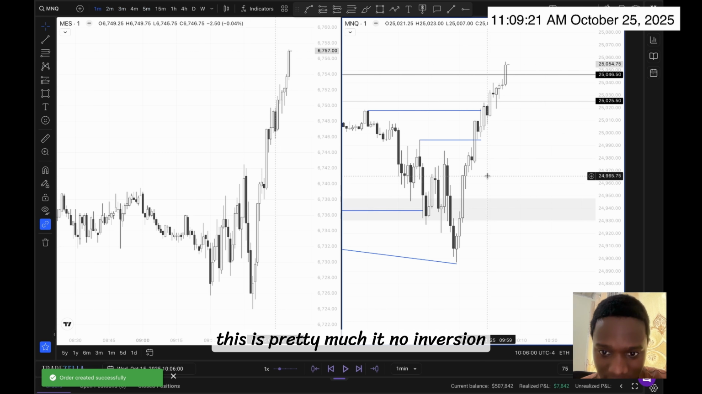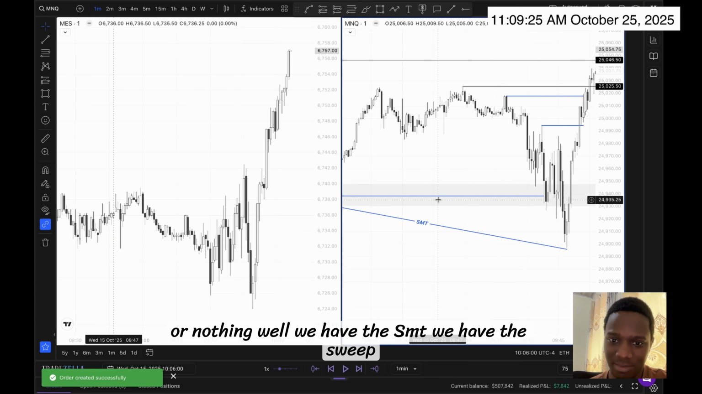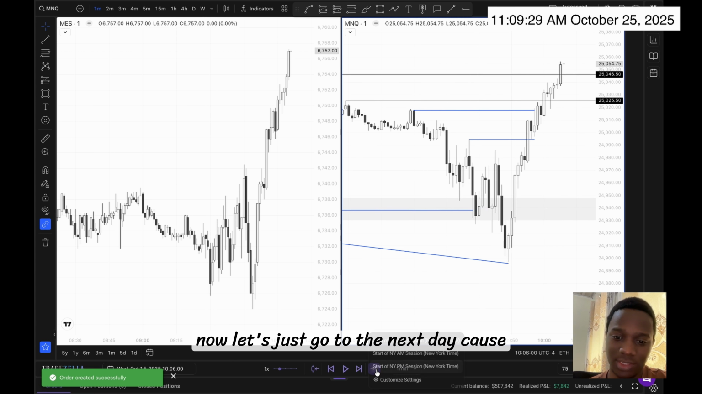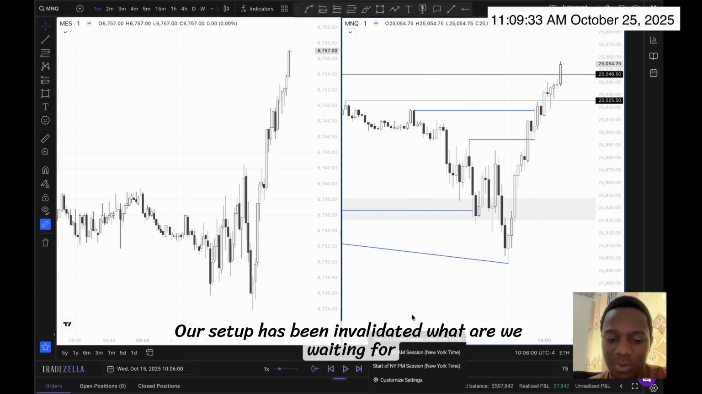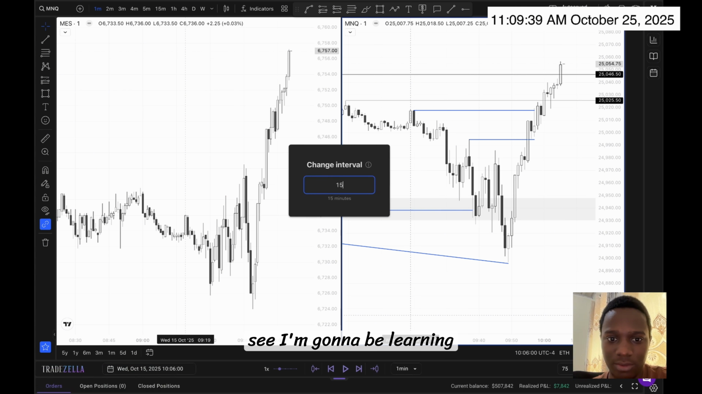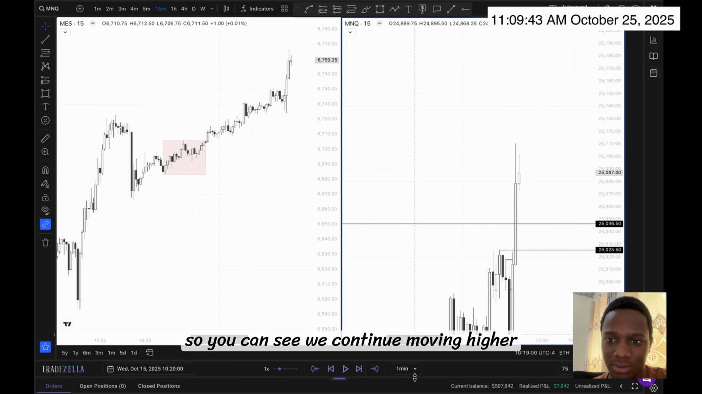So this is pretty much it. No inversion, no nothing. Well, we have the SMT, we have the sweep, so just gotta be on the sidelines and wait. Let's just go to the next day, because the setup has been invalidated. What are we waiting for? Except if we can learn, sit and be learning, see what price does later. So you can see we continue moving higher.